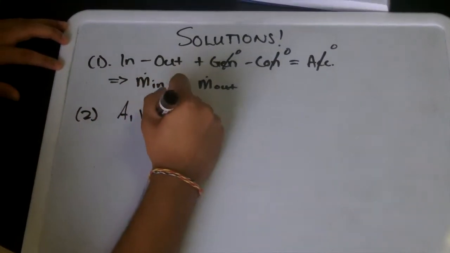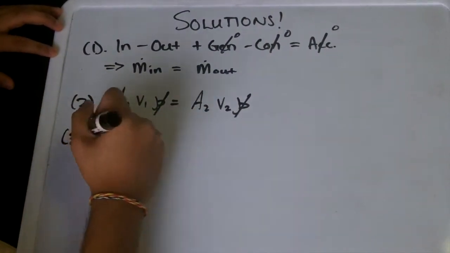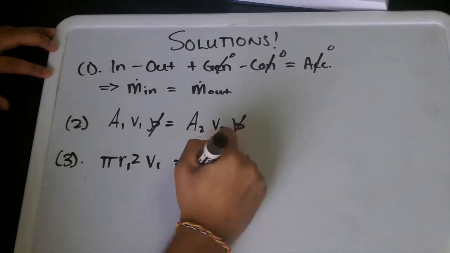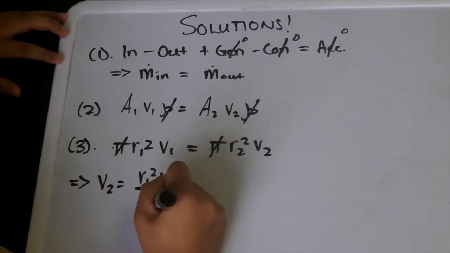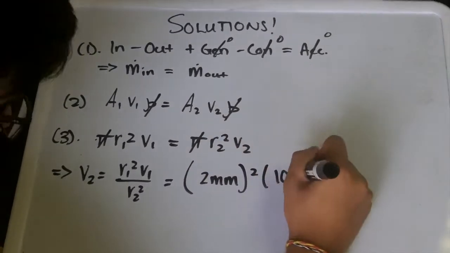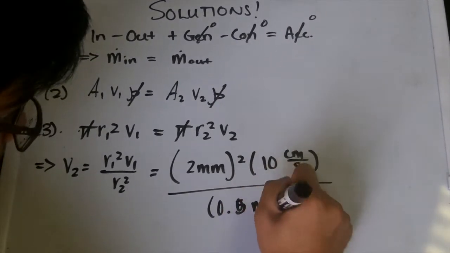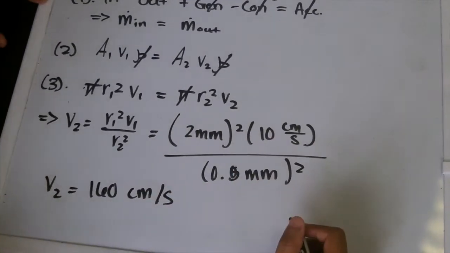Then from equation 2, we know the mass flow rates equal area times velocity times density. We can cancel common terms and find that radius 1 squared times velocity 1 is equal to radius 2 squared times velocity 2. From this, we can solve velocity 2 to be radius 1 squared times velocity 1 all over radius 2 squared. So velocity 2 is equal to 10 centimeters per second multiplied by 2 millimeters squared divided by 0.5 millimeters squared, which is equal to 160 centimeters per second.